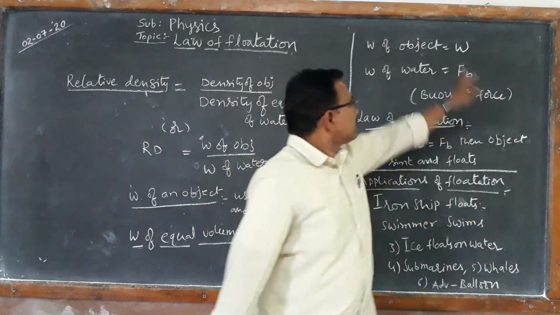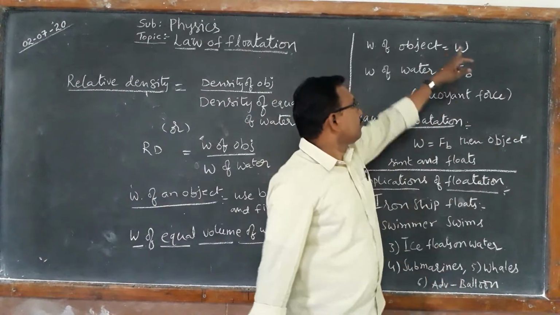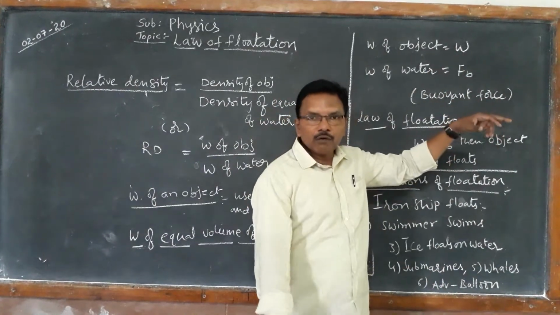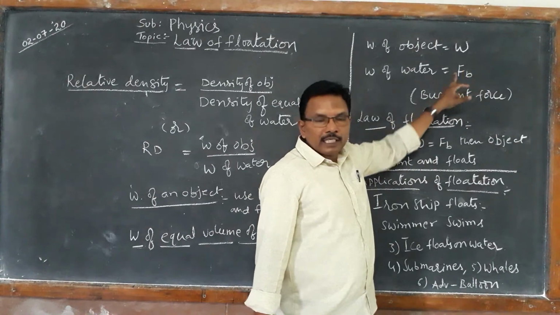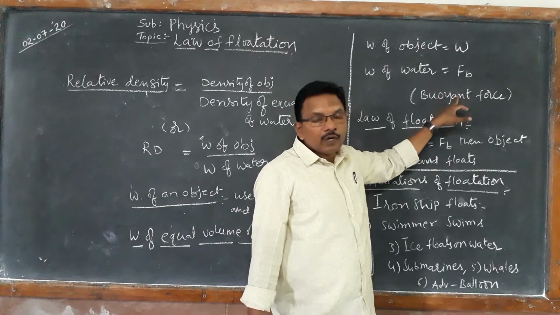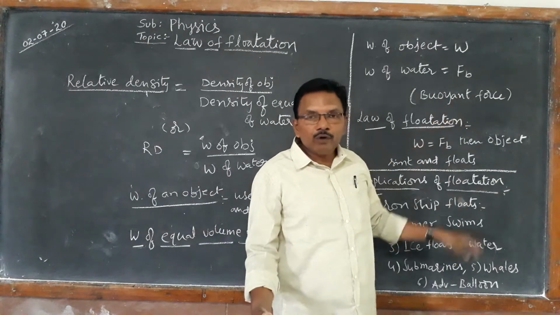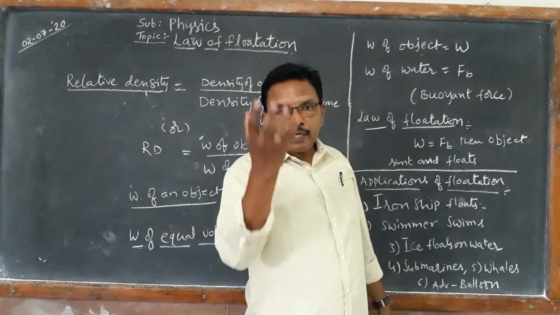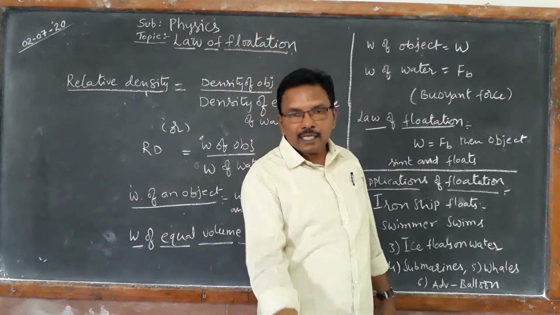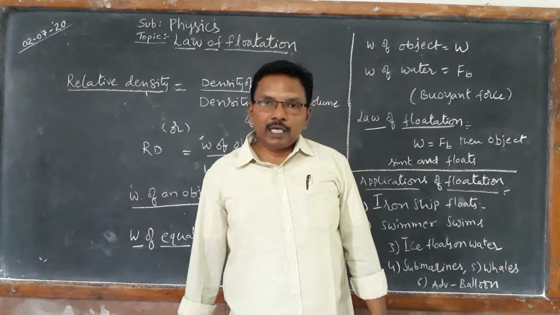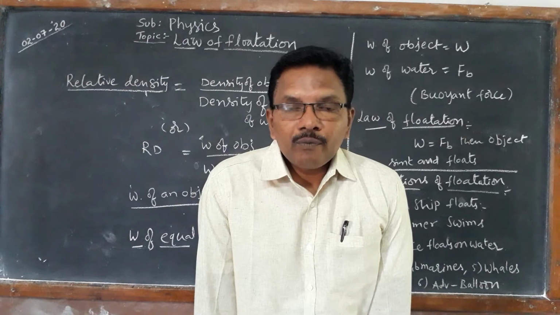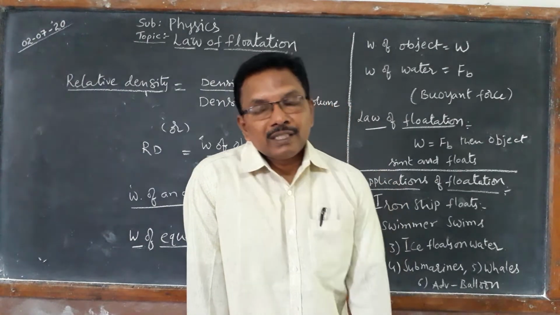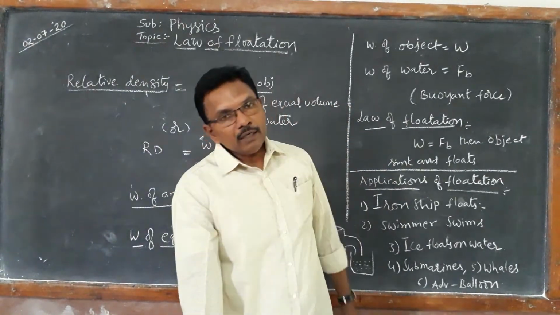Here the weight of the object is always towards the downwards. The weight of the water is equal to the buoyant force. What is the meaning of buoyant force? It is a force acting on the body against gravity, opposite to gravity. That upward force is called buoyant force. That is equal to the weight of the water.